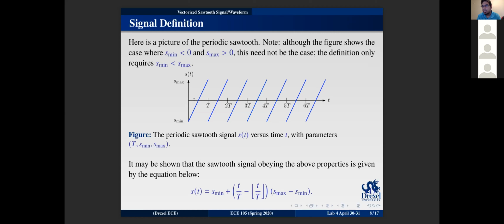So my total period is capital T, right? And small t is, let's say, somewhere over here. This is my small t value right now. Small t over capital T is the amount of time that I've elapsed within this period. Is that making sense?